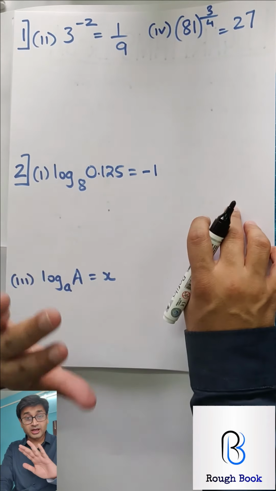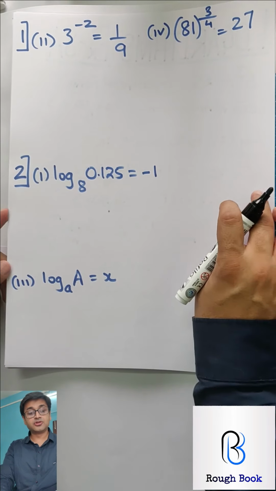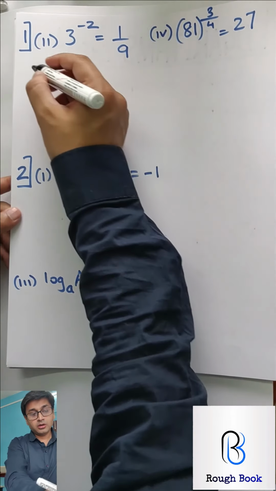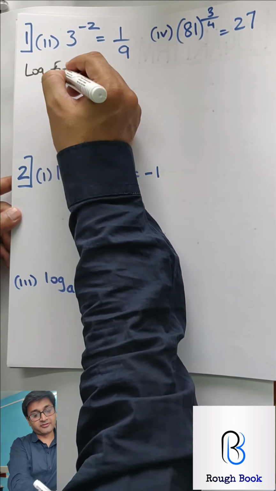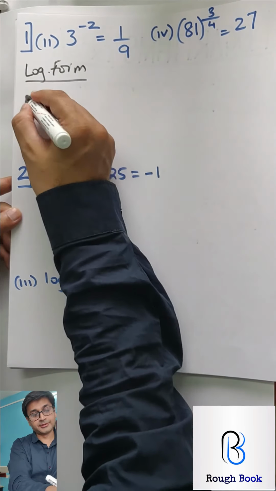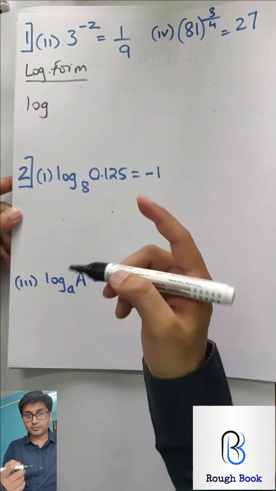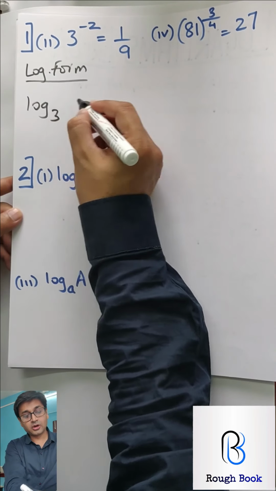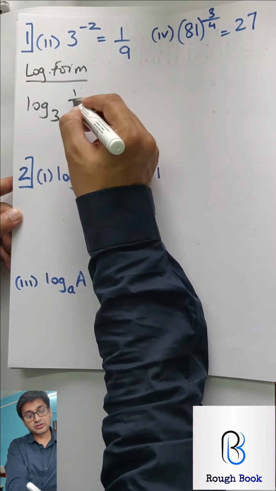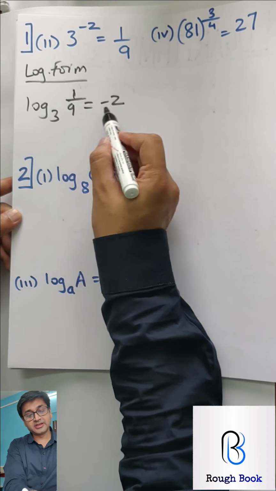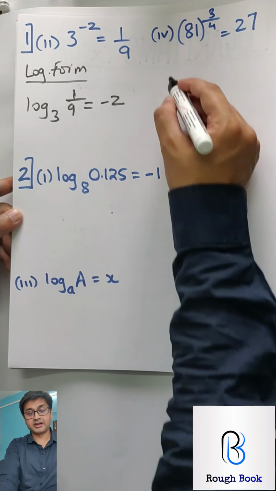They say convert. They are not asking you to solve. They're telling you just convert this into logarithmic form. So logarithmic form, what will happen? So how do I write? Come on, pause the video, write it. Log 3 equals to minus 2, 1 by 9. So basically 3 raised to minus 2 is 1 by 9.